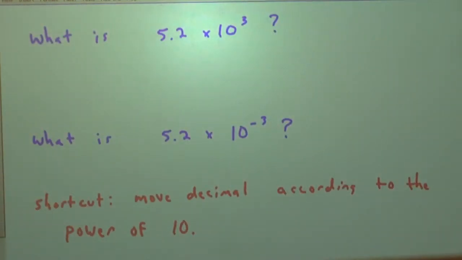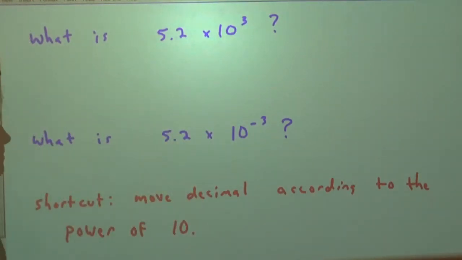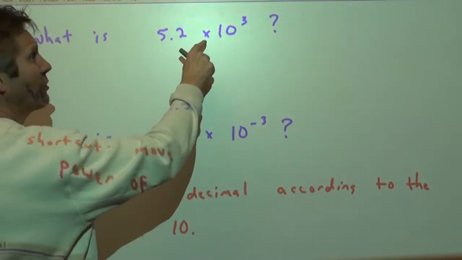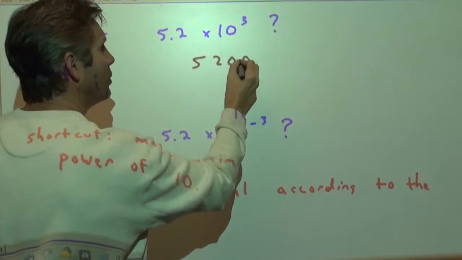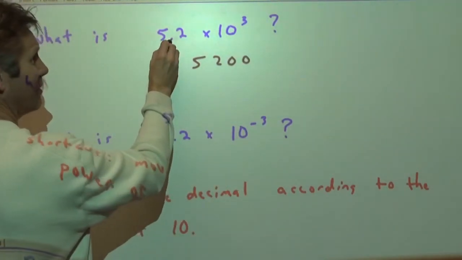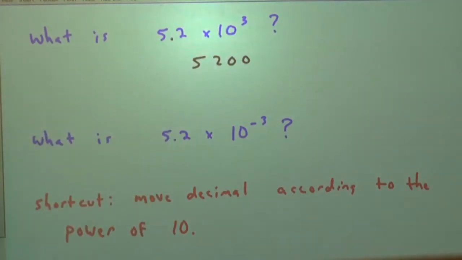All right, now here we go. Let's try these guys. How much is 5.2 times 10 to the third? Let's think this through. 10 to the third is 1,000. So if we have 5.2 thousands, then we have 5,200. So what do we do with this decimal place to change something in scientific notation to this number? The shortcut is to move the decimal according to the power of 10.